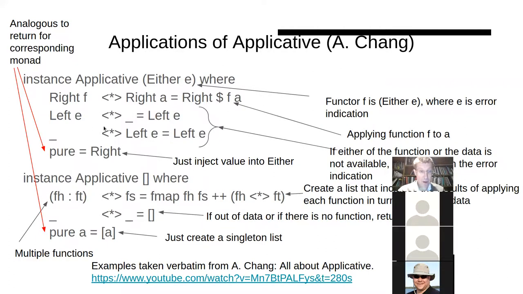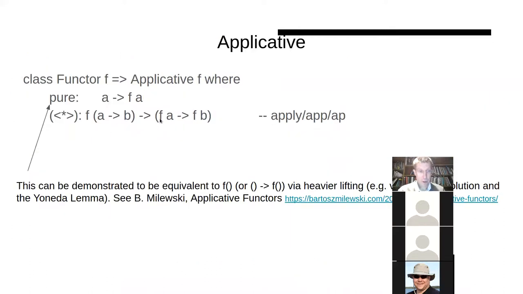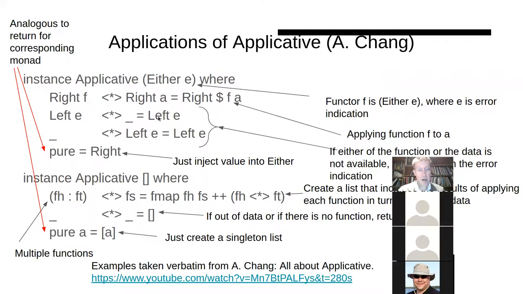By contrast, if either one of these is off, if we don't have an honest to goodness function, or we don't have an honest to goodness value, we have to kind of throw our hands up and return our error message that we got, or return our error indication that we had. So any old left error combined with any right value. Here we don't have a function. We just return what that error is, and anything that doesn't have a value, we return what that is.